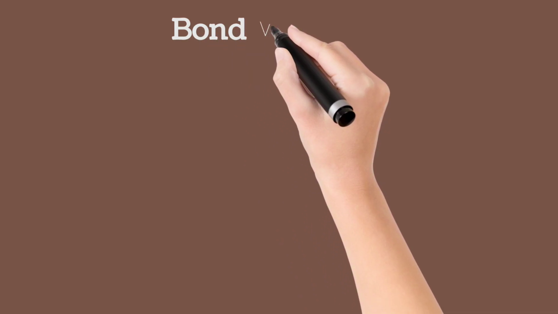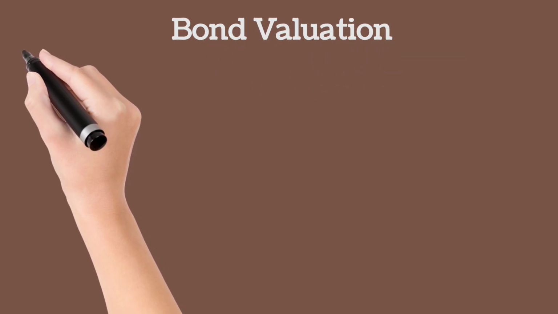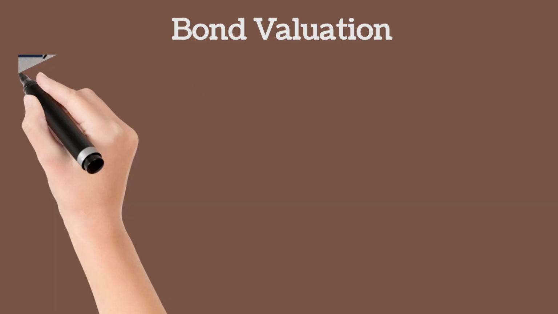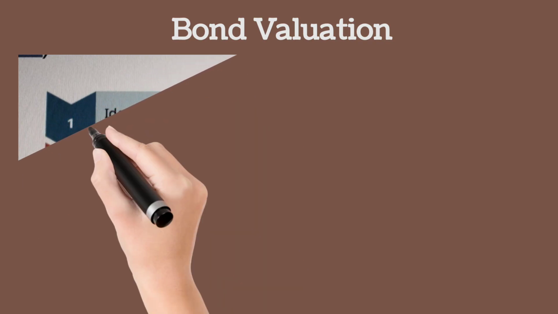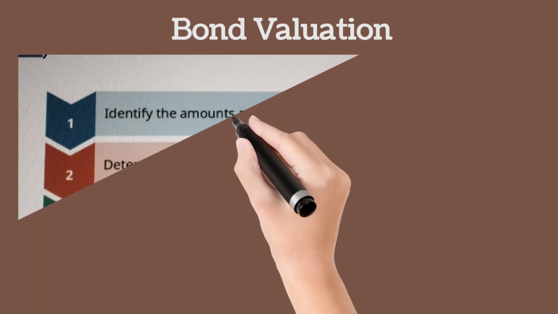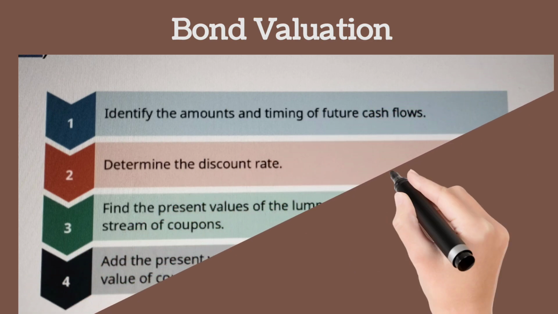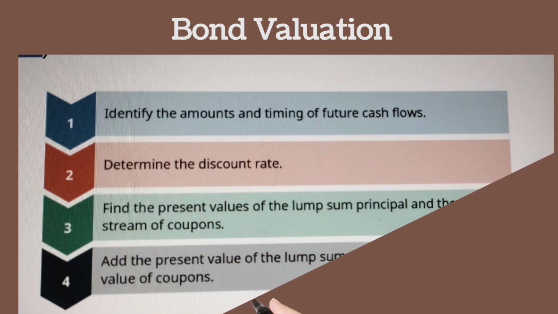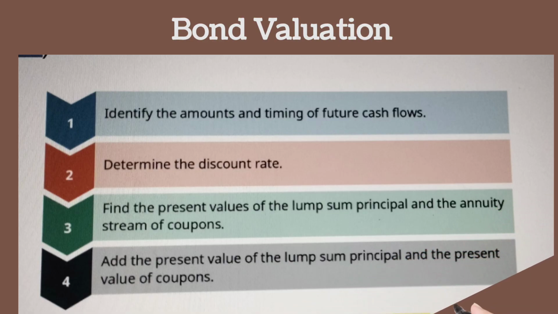So in bond valuation, there are mainly four steps in pricing a bond. First one is to identify the amounts and timing of future cash flows. Determine the discount rate. Find the present value of the lump sum principal and the annuity stream of coupons. Add the present value of the lump sum principal and the present value of the coupons.